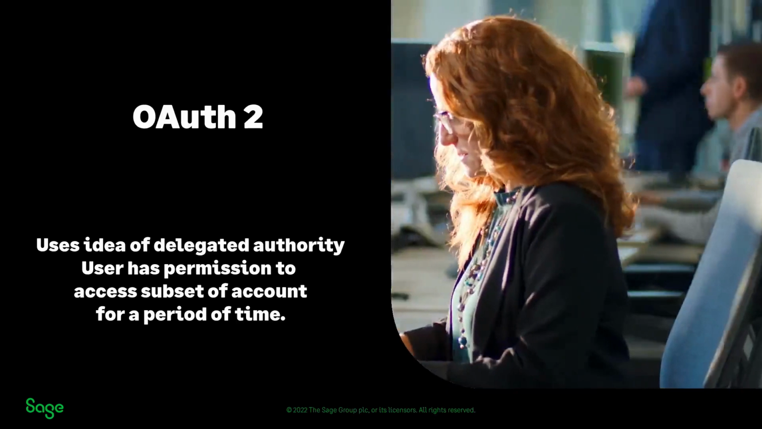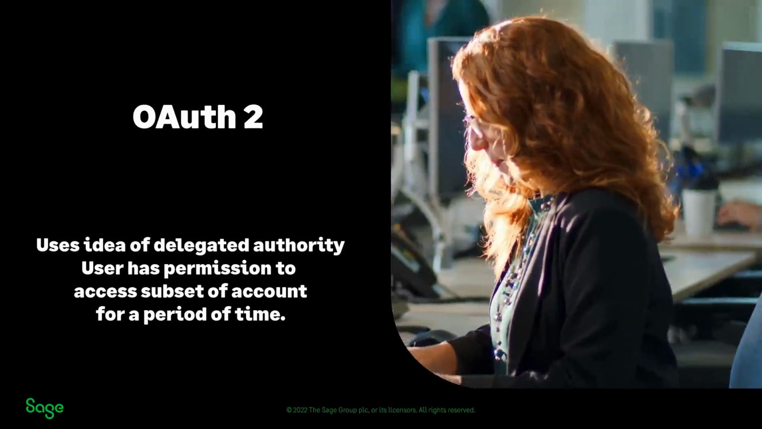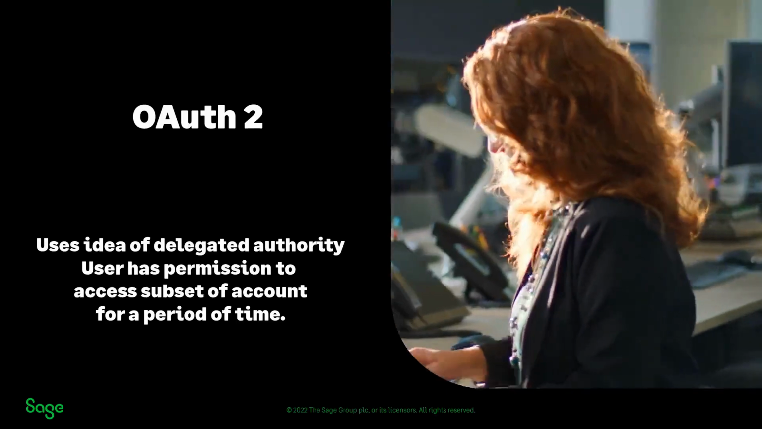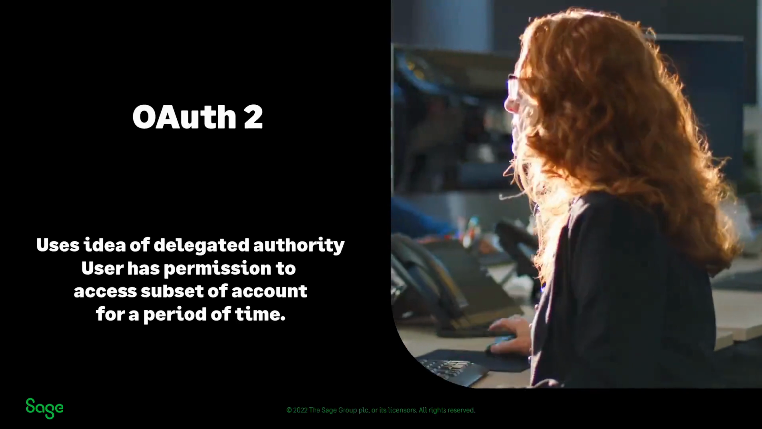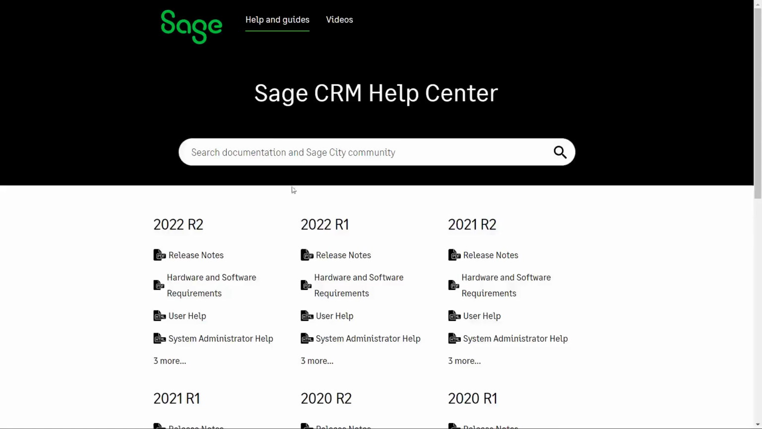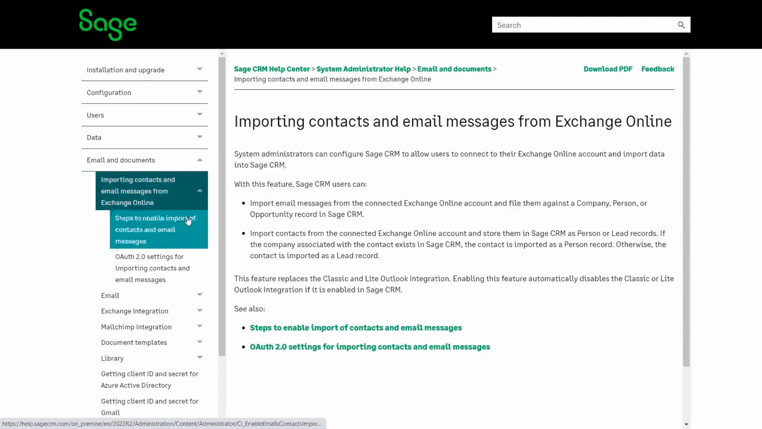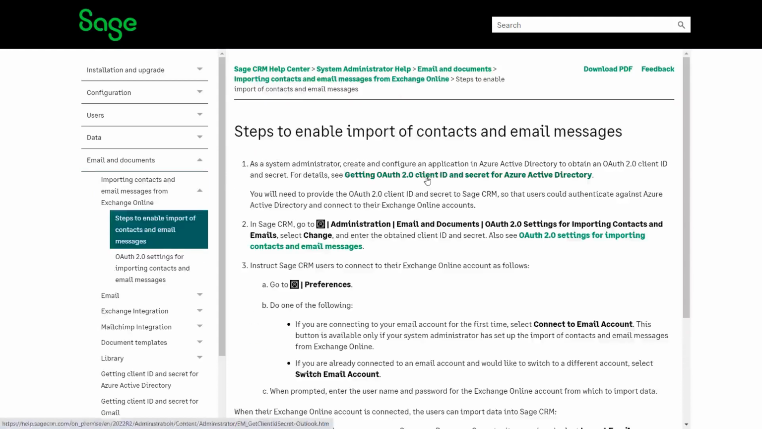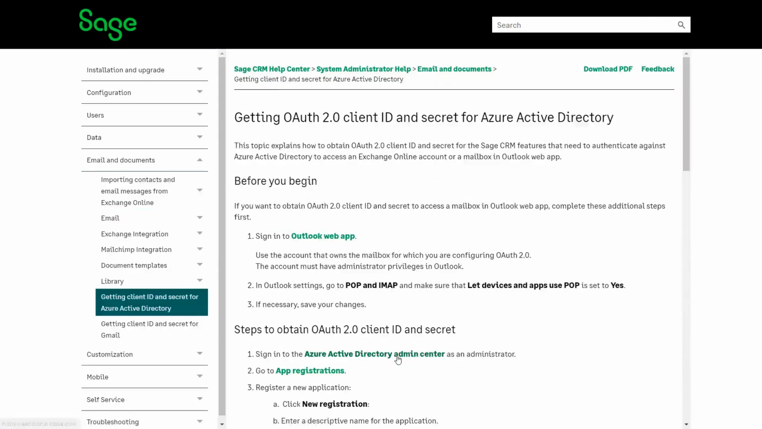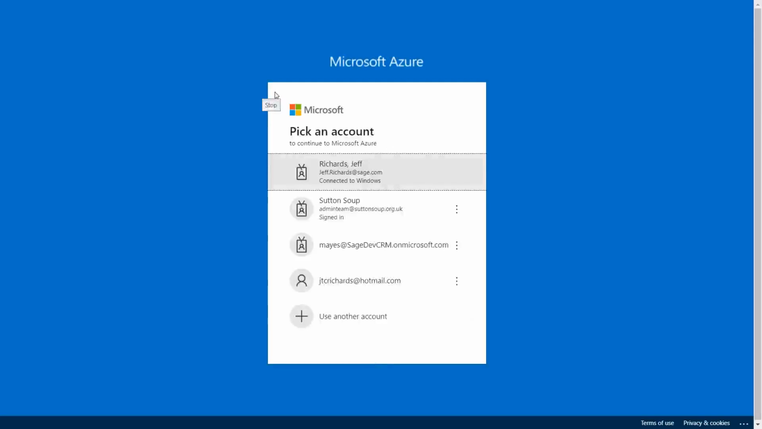It doesn't have owner access. It can only do what you've allowed the application to do. And that's why in the documentation for Sage CRM, we've got all these things about the additional setups of what you have to do when you are configuring Exchange Online to allow Sage CRM to access it.